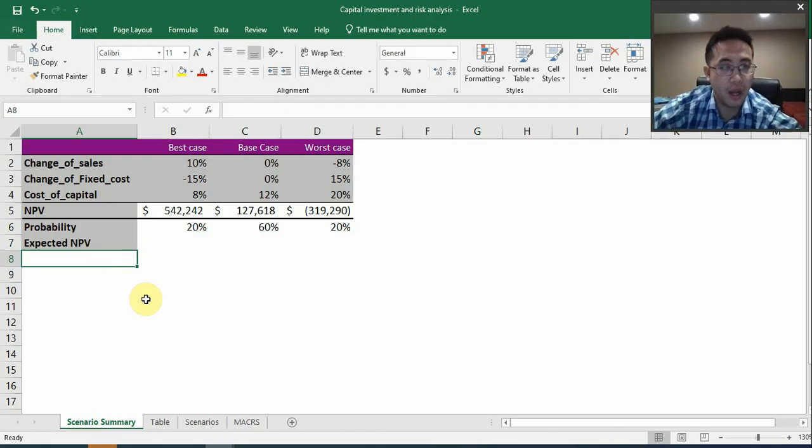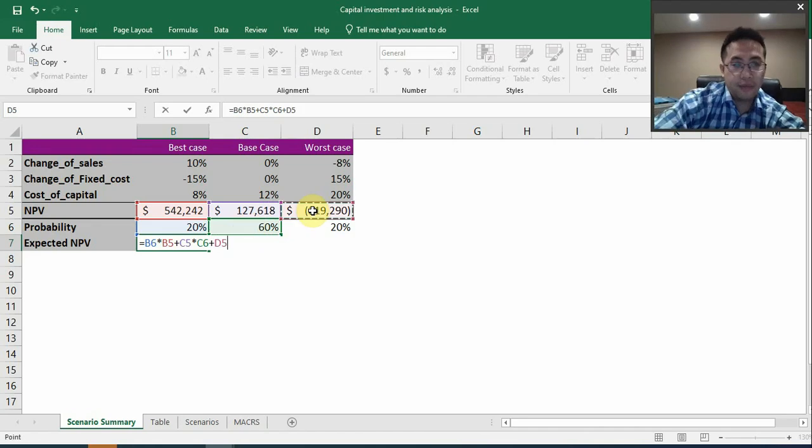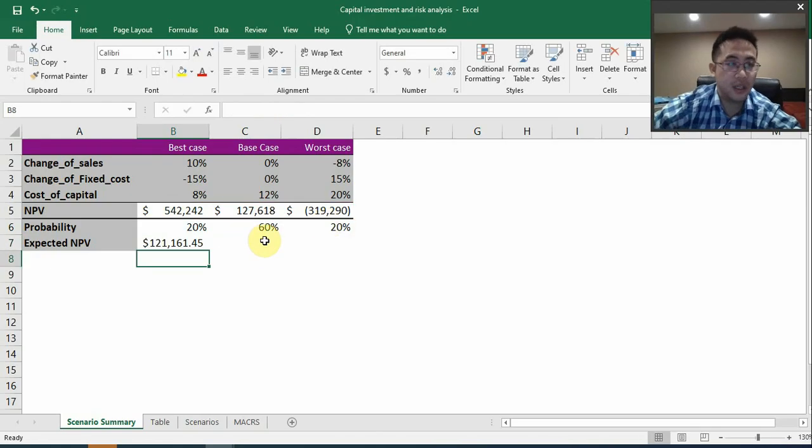NPV. How to get expected NPV? You are going to use the probability multiplied by the NPV under each case. Then you add them up. Okay, you're gonna add up all the 3 products together to get the expected NPV. So you have an NPV times probability, then you get 1 product. You do it for 3 cases, and you add 3 products together. So that's your expected NPV, decreased decimal.